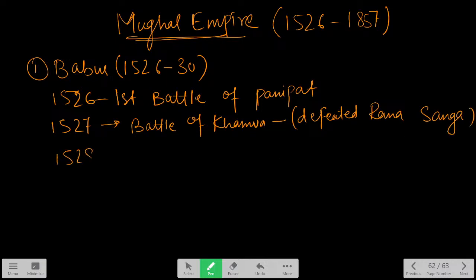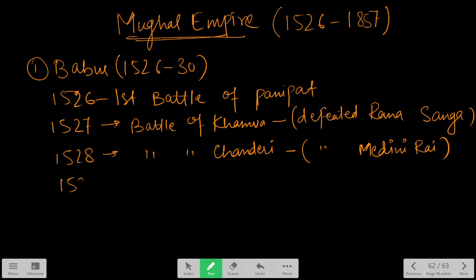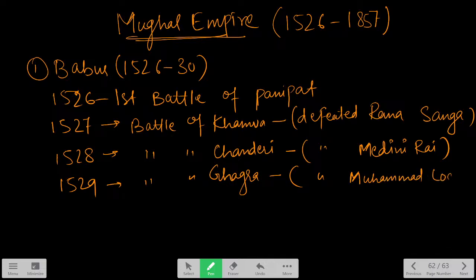In 1528, the Battle of Chanderi, defeating Medini Rai, and in 1529, the Battle of Ghagra, defeating Muhammad Lodi. Who was Muhammad Lodi? Muhammad Lodi was the uncle of Ibrahim Lodi. Okay, so that was Babur.